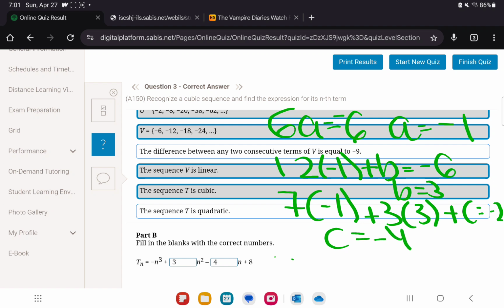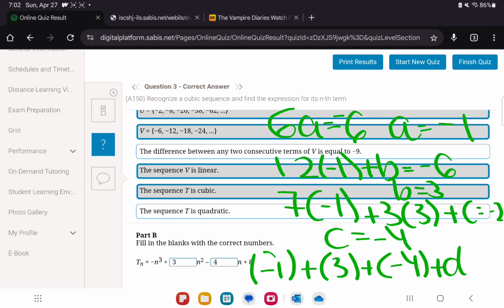Now the last one is a plus b plus c, so it's minus 1 plus 3 plus minus 4 plus d equal to 6. D then is equal to 8. Now we found all the numbers. We already found that a is -1, so they put negative. And then we found that b is 3, so we put 3. And then we found that c is minus 4, but they already gave you the negative sign here, so you just put 4. And then 8, we didn't really need to do all that because they already gave you 8.